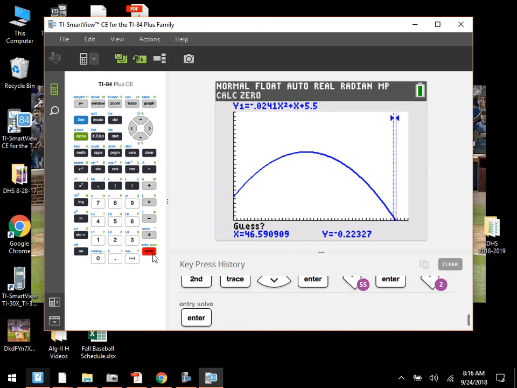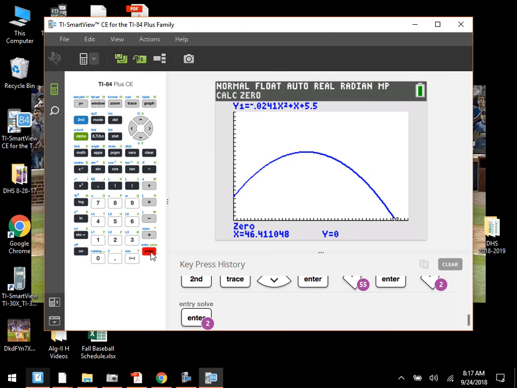Then it says guess. I have no idea why it says guess. I've never figured out why it says guess, but it says guess in the sequence. So you just hit enter. There's your 0. How far did she throw it? 46.41, was it meters or feet? Feet. That's what the calculator will do for you.